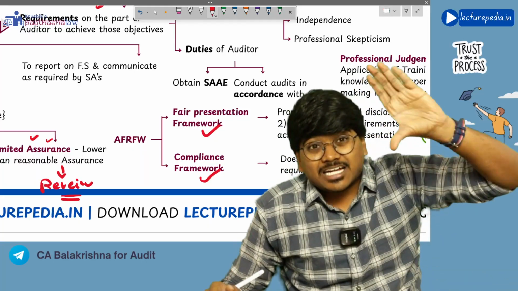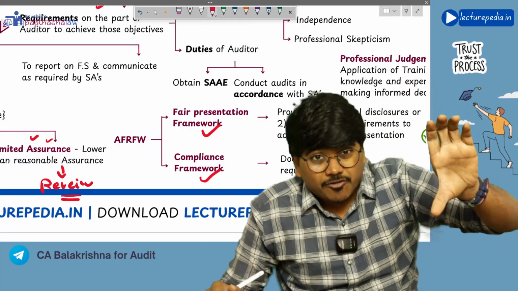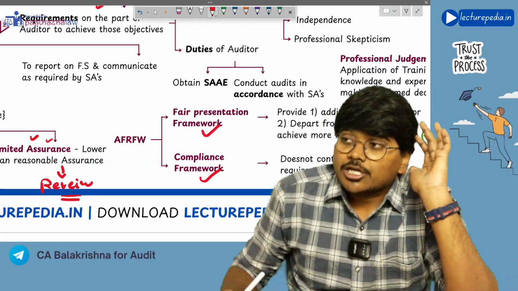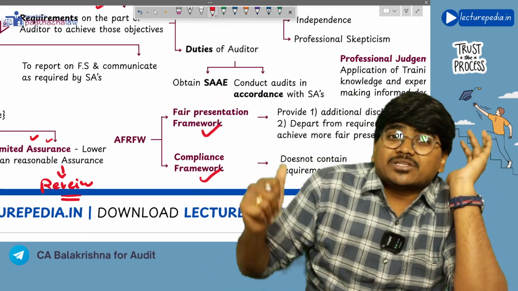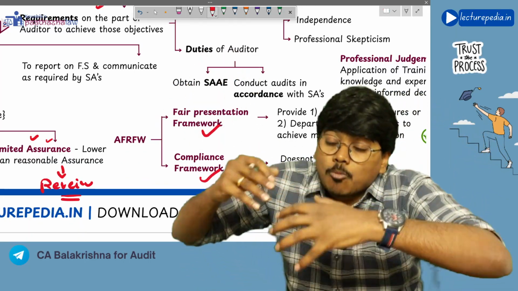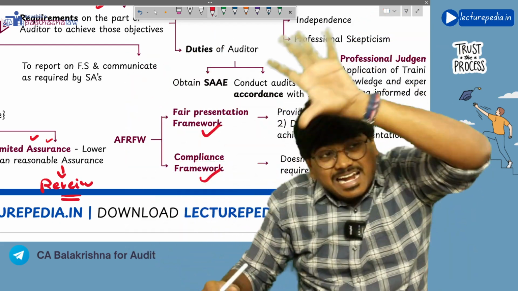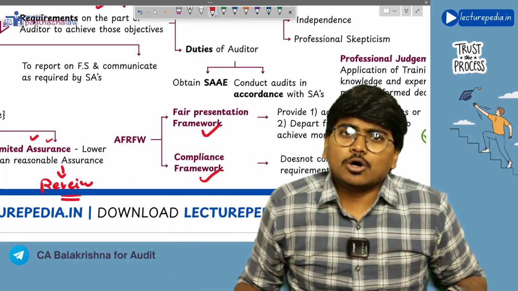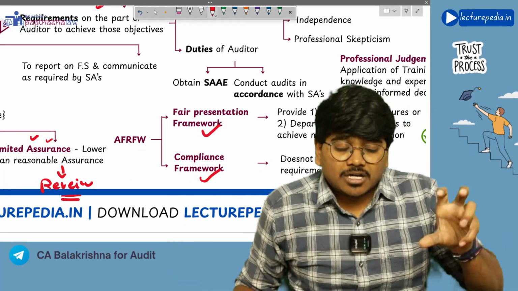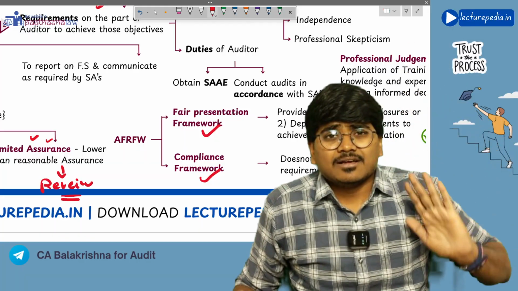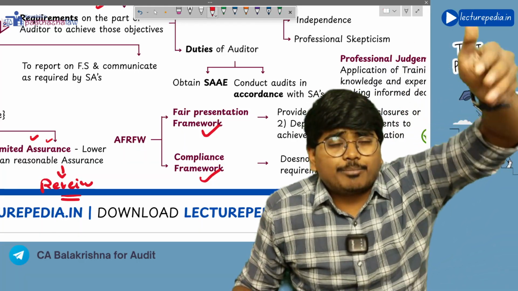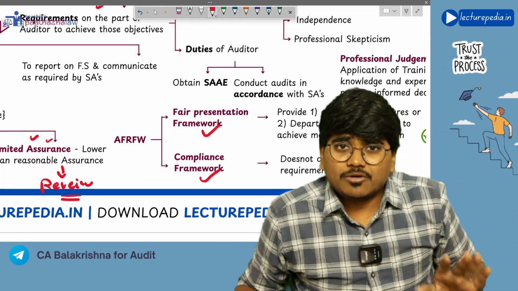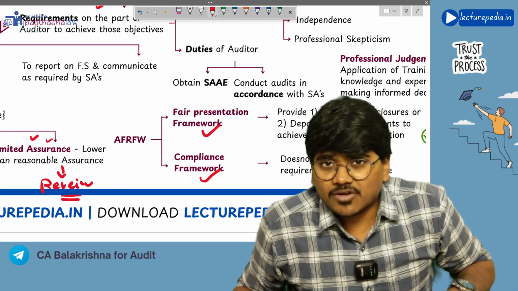But if in that financial reporting framework, explicitly or implicitly, it is mentioned that in order to achieve more fair presentation, if you want to give more disclosures than required by the applicable financial reporting framework, you can give. Okay, the financial reporting framework is permitting the preparers of financial statements to give more disclosures than required by the applicable financial reporting framework.